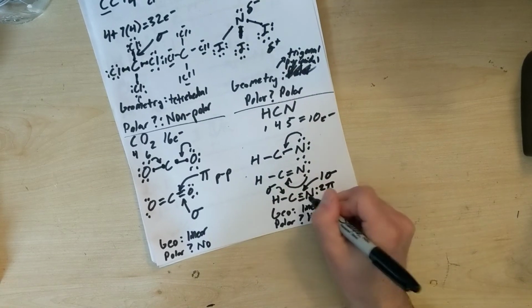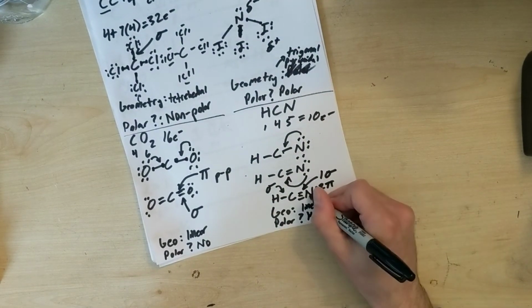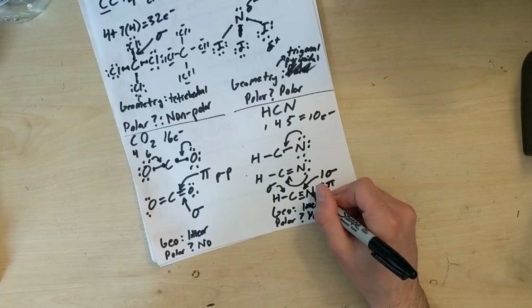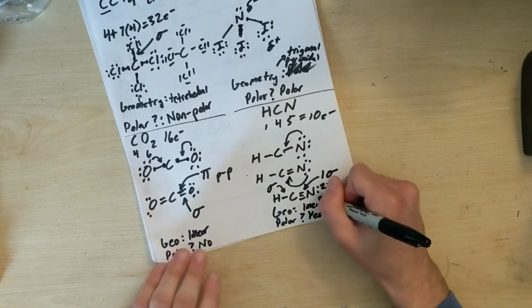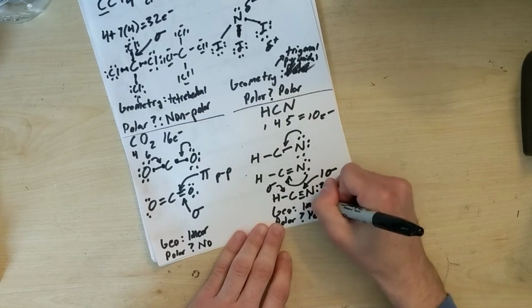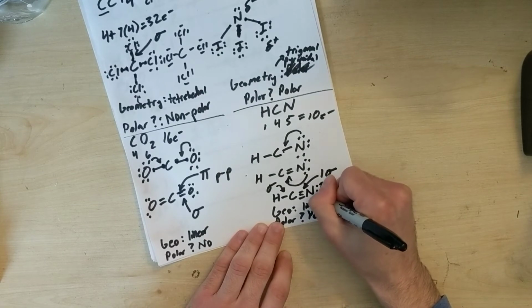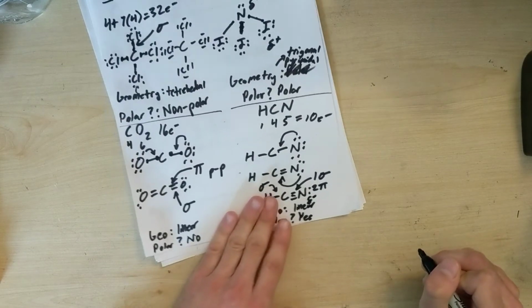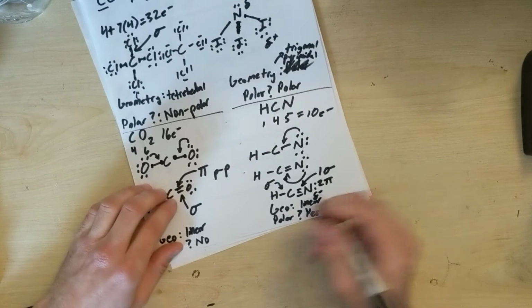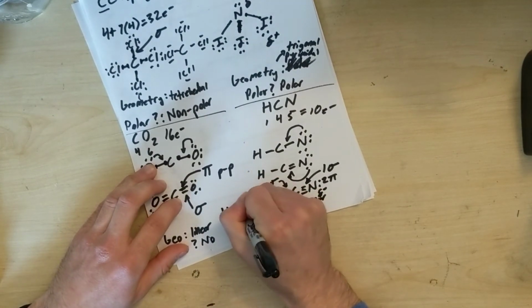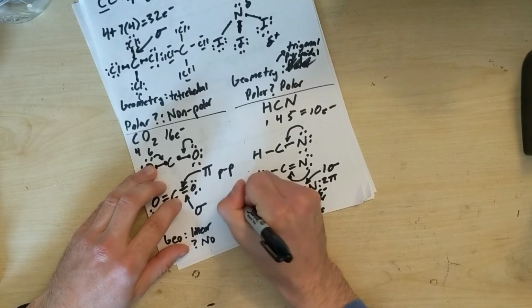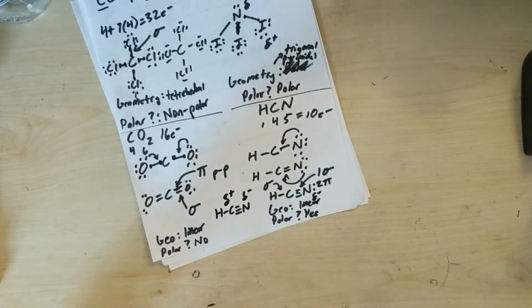Is it polar? Yes, I think I would say that it is polar. These are not the same atom. Hydrogen, nitrogen are not the same. Nitrogen is electronegative. It's pretty electronegative. So I would say that there is a dipole, and it's probably going to have the electrons on the nitrogen. So we're going to have a partial negative charge there. Sorry, that's kind of crammed in there. We're going to have a partial positive here and partial negative.